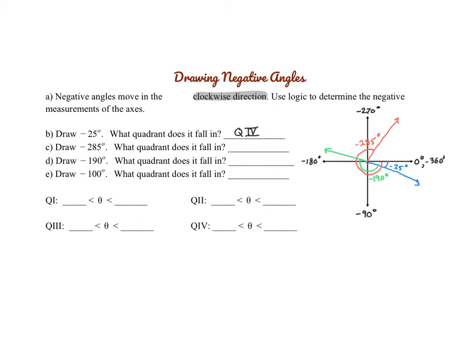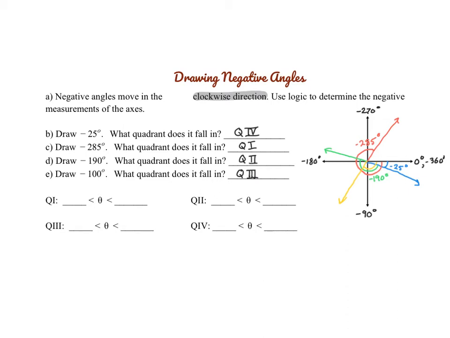So let's draw that here. And that's going to be in quadrant 3. So again, this was quadrant 3. Part D fell in quadrant 2. And the second part, sorry, they are mislabeled, falls in quadrant 1.